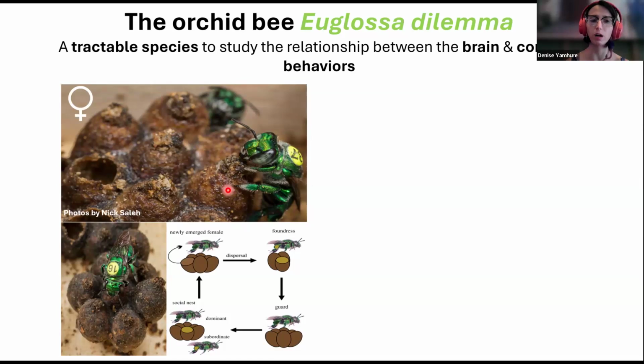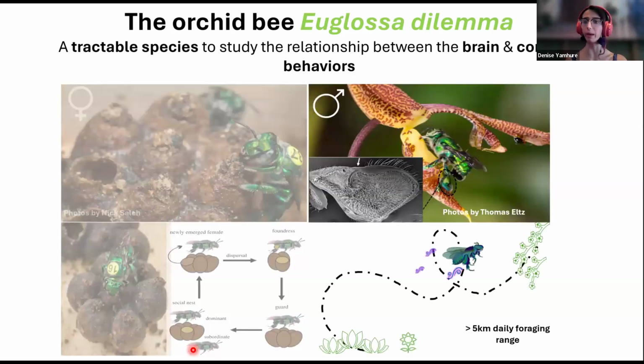So females are what we call facultatively social. They create small cooperative colonies where we're going to have one dominant bee that is just going to stay in the nest and is going to be like the mother of the subordinate bees, which are going to be the ones foraging and looking for both nesting materials and food sources to provide for their brood cells.